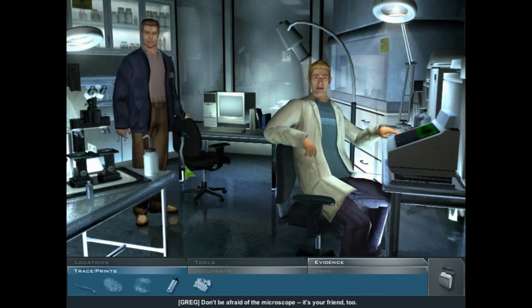Don't be afraid of the microscope. It's your friend too. Want to look at something under it? Just drag any trace evidence onto either side of the lens. To compare two things, drag the second item onto the other available slot. If you find a match, your evidence and case files will update. Sweet, huh?